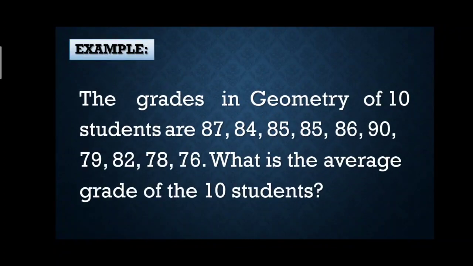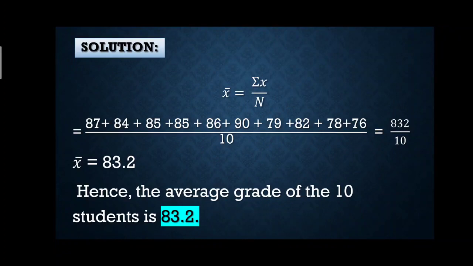The grades in geometry of 10 students are 87, 84, 85, 85, 86, 90, 79, 82, 78, 76. What is the average grade of the students? So let's solve the mean. So how to get the mean? Get the average. So we have the formula: mean is equal to summation of x all over n. We sum all the grades divided by the total number of grades.